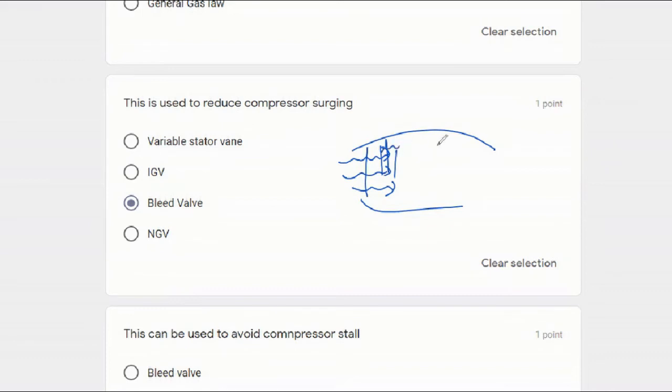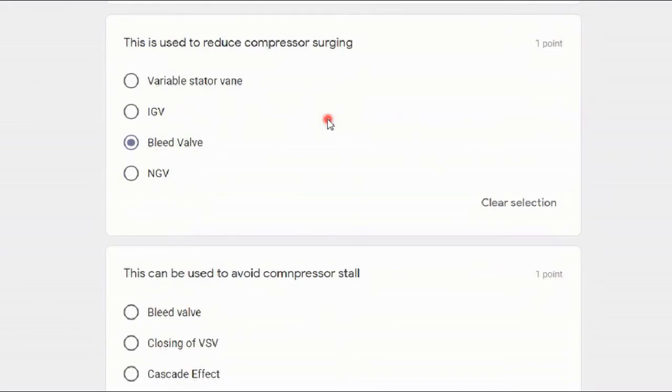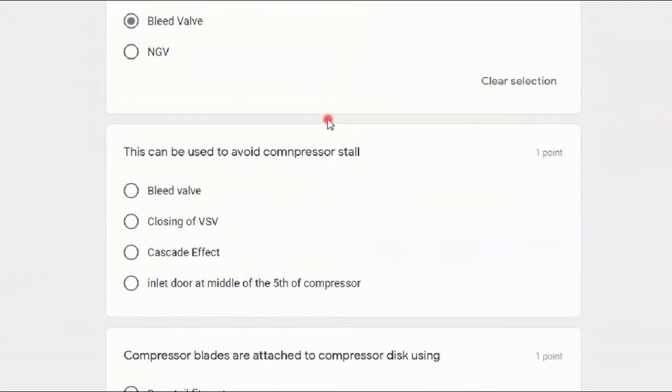Stalling is when the air gets separated from the compressor blade. Boundary layer separation happens in the compressor blade. That is generally the stalling of the wing. Whatever happens on a wing, the same thing happens inside the compressor. So surging is different, stalling is different, that you have to remember. So here your answer will be bleed valve. Bleed valve is used to reduce the compressor surging. If you don't remember this, please go through the video of the compressors that I have already taught you. In that I have taught everything.